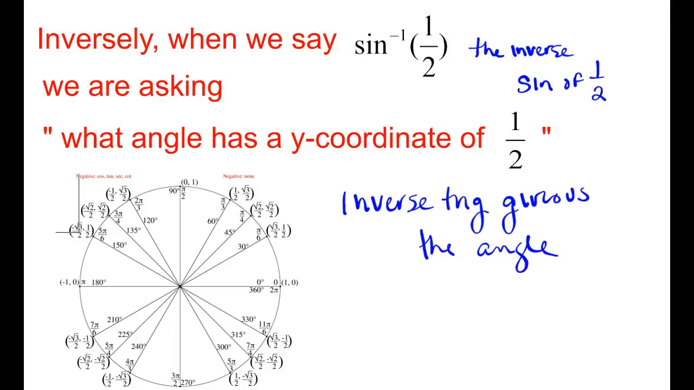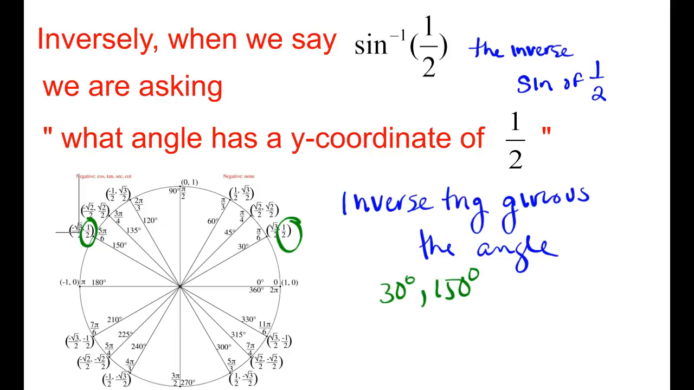So you're going to take your unit circle and look up: what angles have a y coordinate of 1/2? Well, 30 degrees does. 150 degrees does. That's it. I've got 2 of them. Are those the only 2?